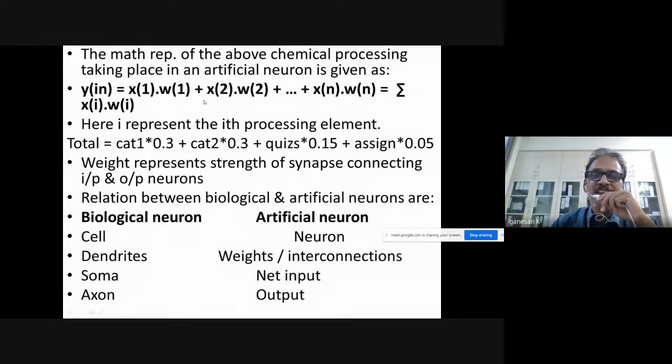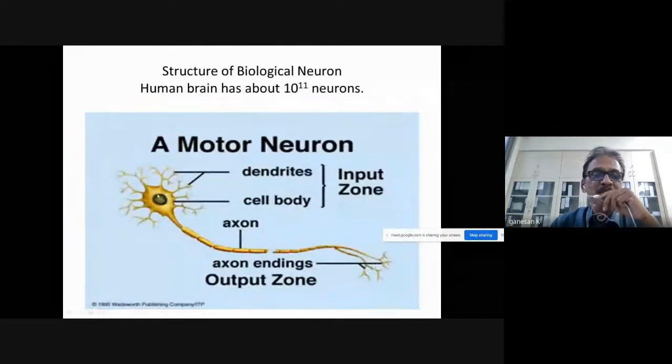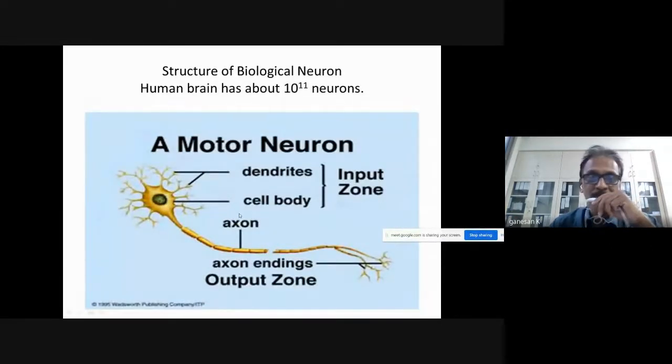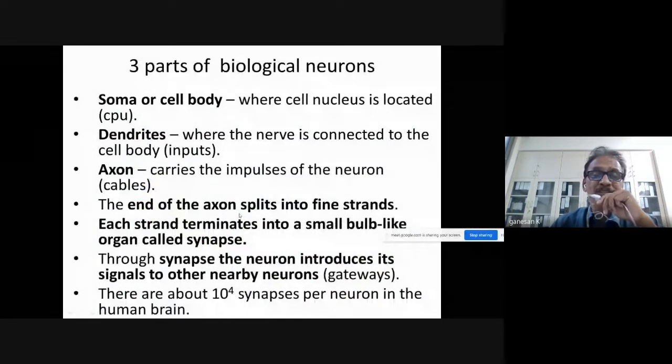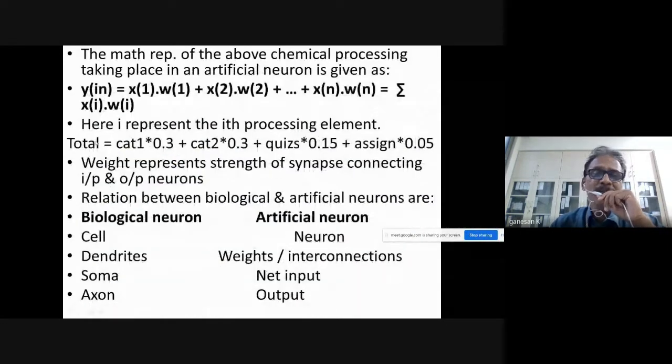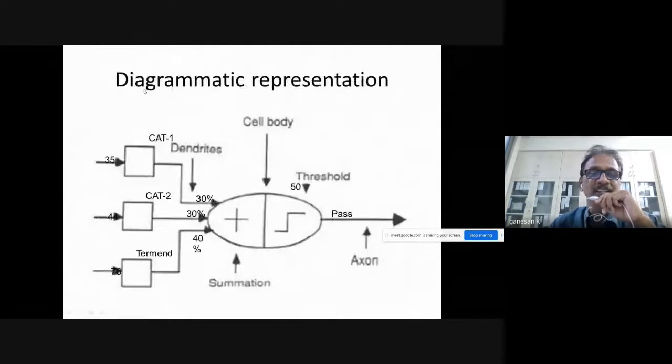Once this net input is coming, we write it in simple terms as the sum of xi times wi, where i runs from 1 to n. Here i represents the ith processing element. I may say i equals 1 for one neuron, i equals 2 for another, and so on, because there are many neurons working together in tandem. Now let us look at where this analogy comes in. It's as simple as your examination system, right? Maybe I will show you in the other diagram. So this is the simple function of any neuron.